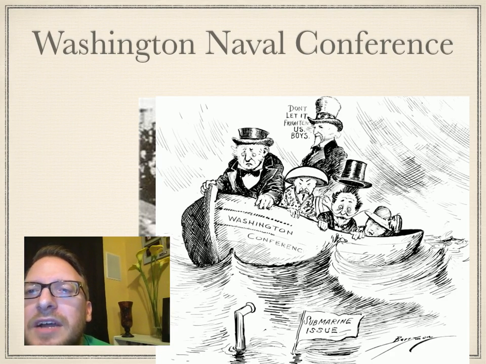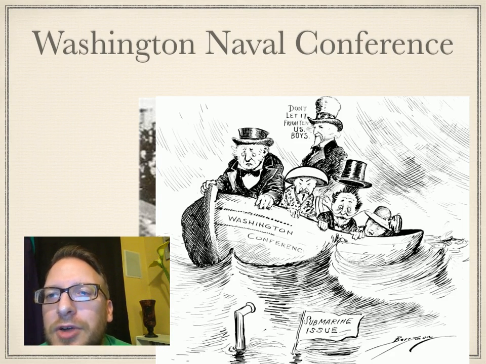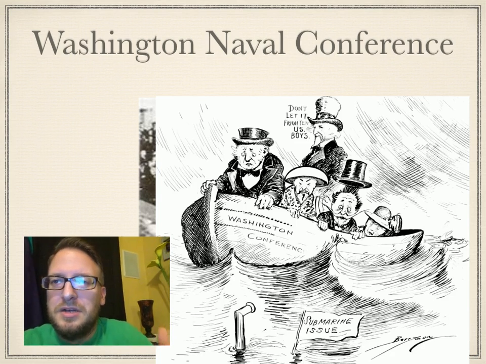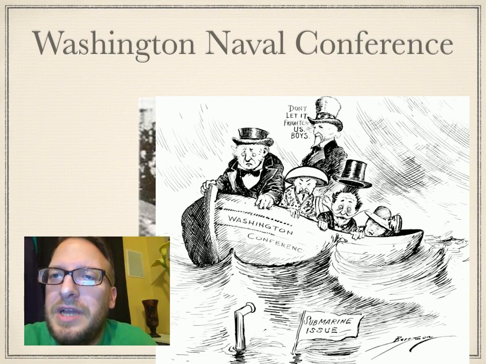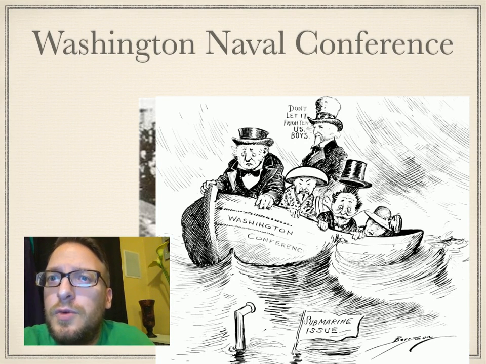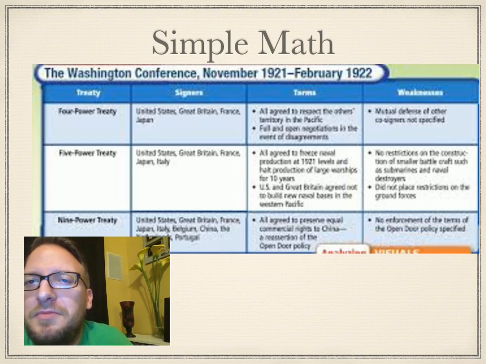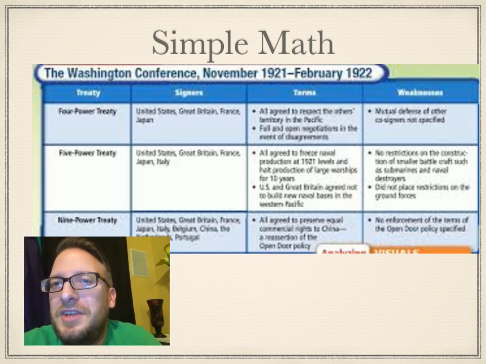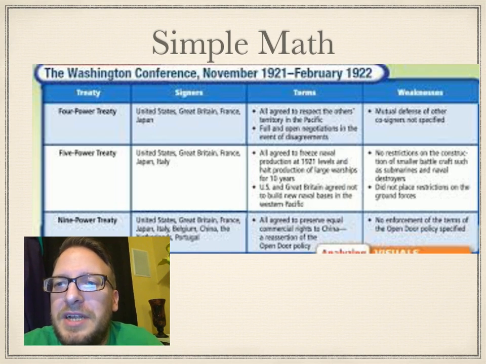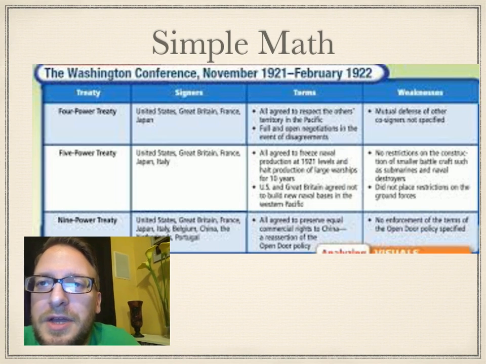Now, we do also have in Washington the Washington Naval Conference. And this was to talk about navies, the big military power and things that we had, and how to prevent another war from occurring. Now, it's simple math, and I say simple math because 4 plus 5 is 9, okay? And we have the 4-power treaty, the 5-power treaty, and the 9-power treaty, okay?